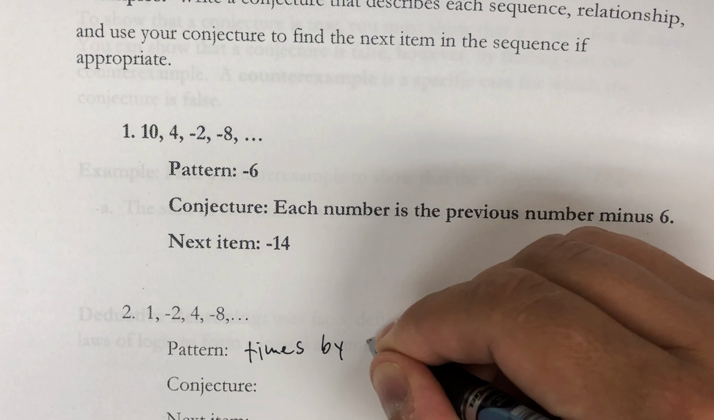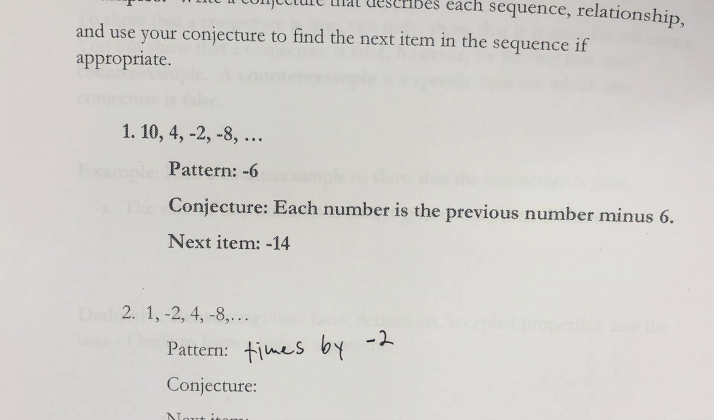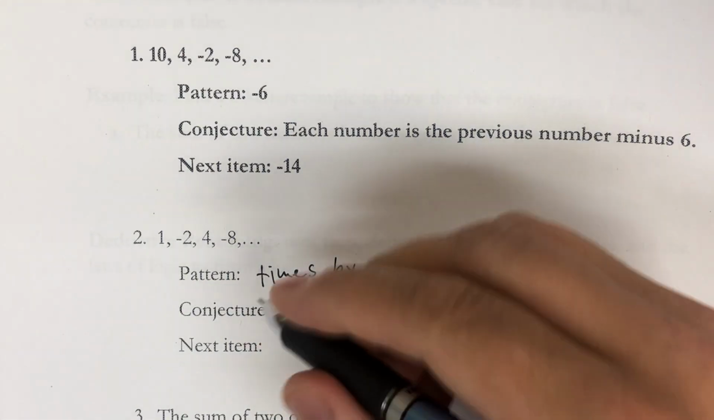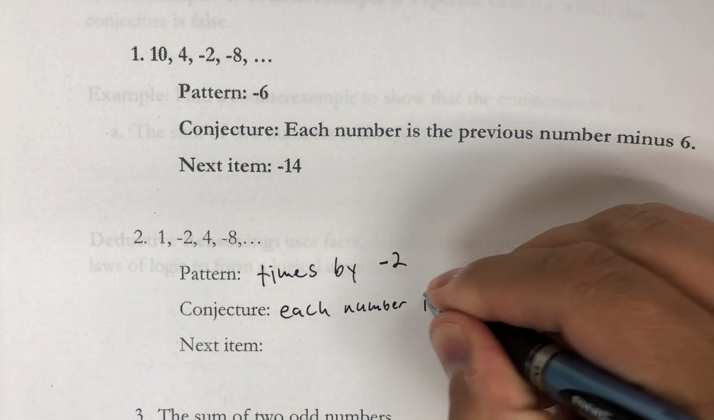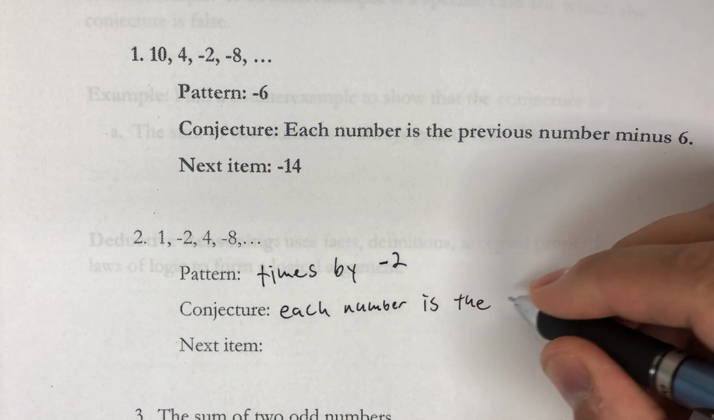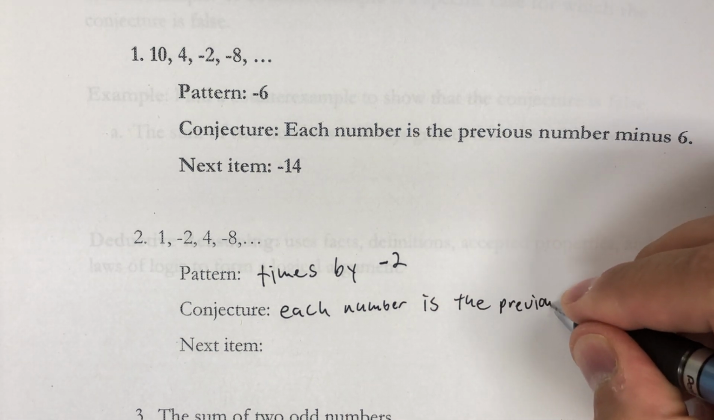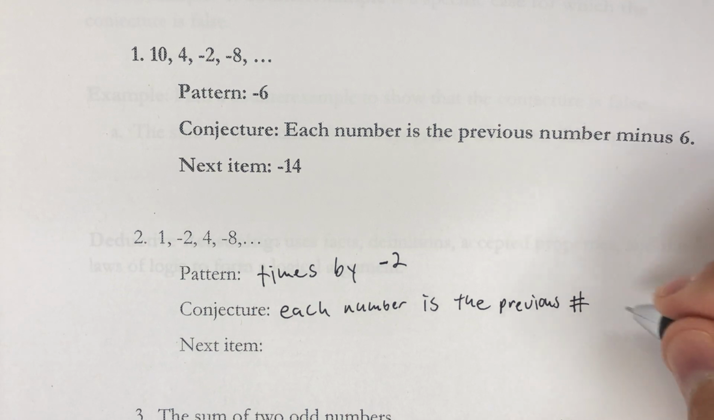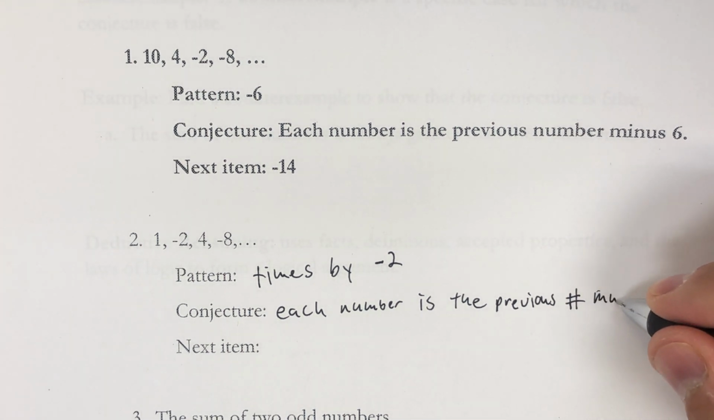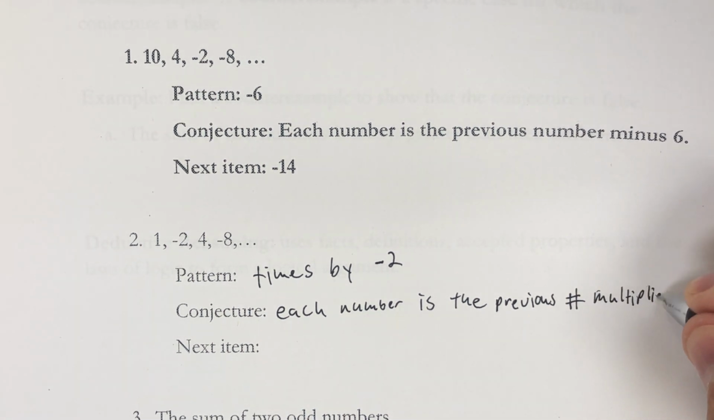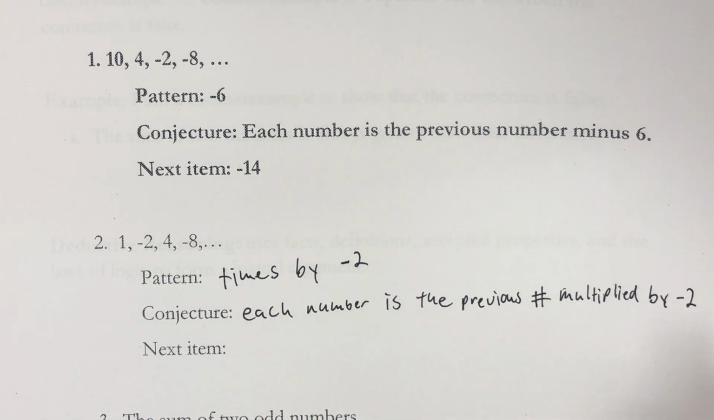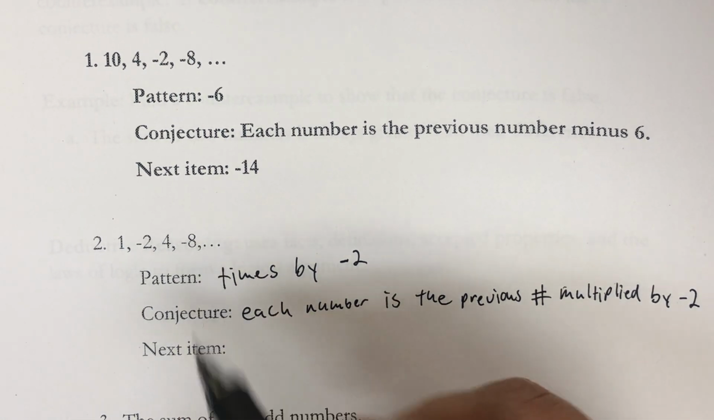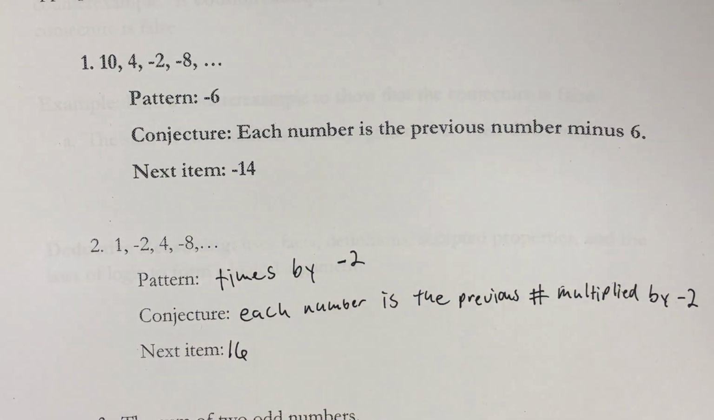by -2. So my conjecture would be each number is the previous number, I'm going to use a number sign, multiplied by -2. So that is my conjecture. So the next item would have to be -8 times -2, which is 16.